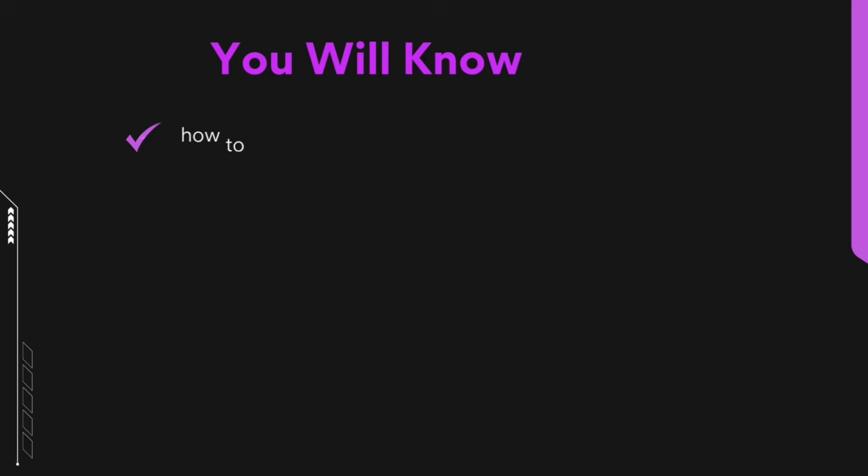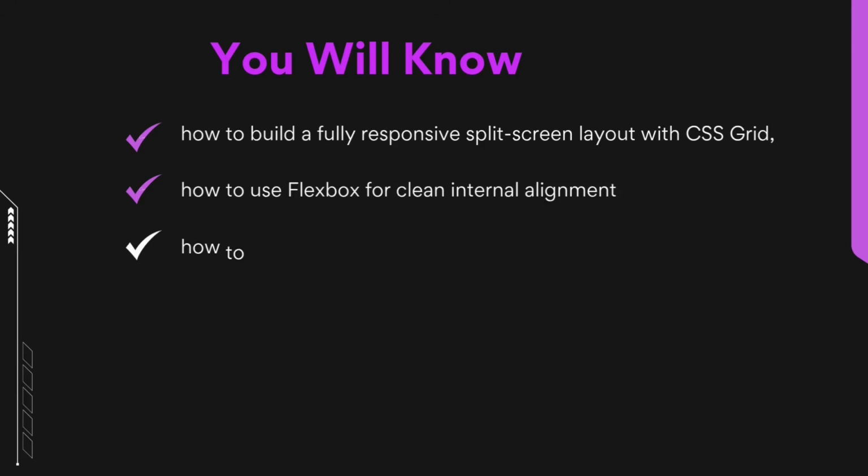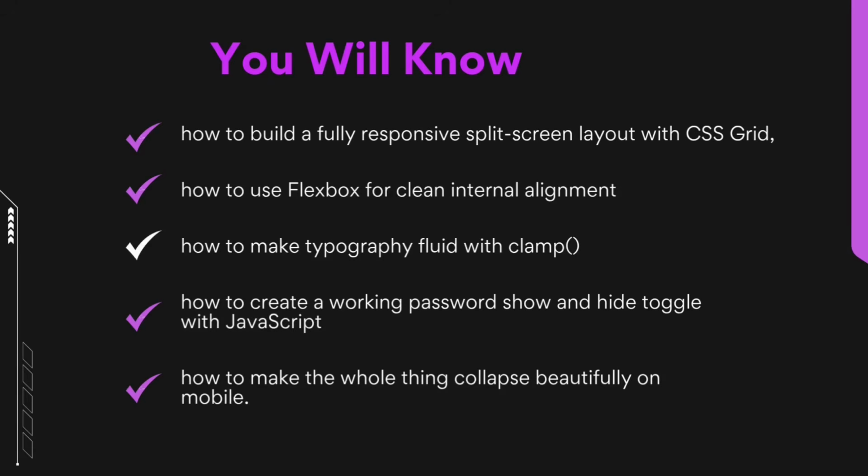By the end of this video, you'll know how to build a fully responsive split-screen layout with CSS Grid, how to use Flexbox for clean internal alignment, how to make typography fluid with the clamp function, how to create a working password show and hide toggle with JavaScript, and how to make the whole thing collapse beautifully on mobile.